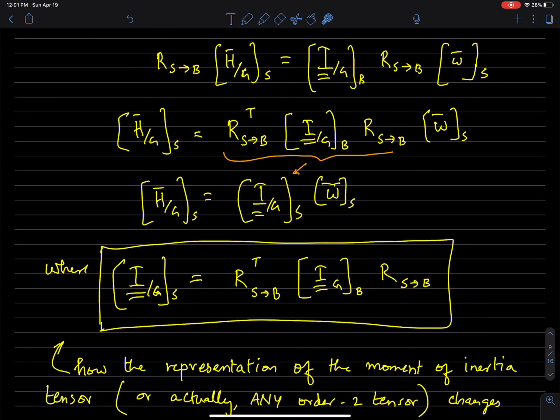Okay, so if you want to transform the moment of inertia matrix from frame B to frame S, this is how you do it. You post-multiply by the rotation matrix and pre-multiply by the rotation matrix transpose. It's basically a similarity transformation, if you're familiar with that, except because the inverse of a rotation matrix is its transpose, you just do a transpose, okay?